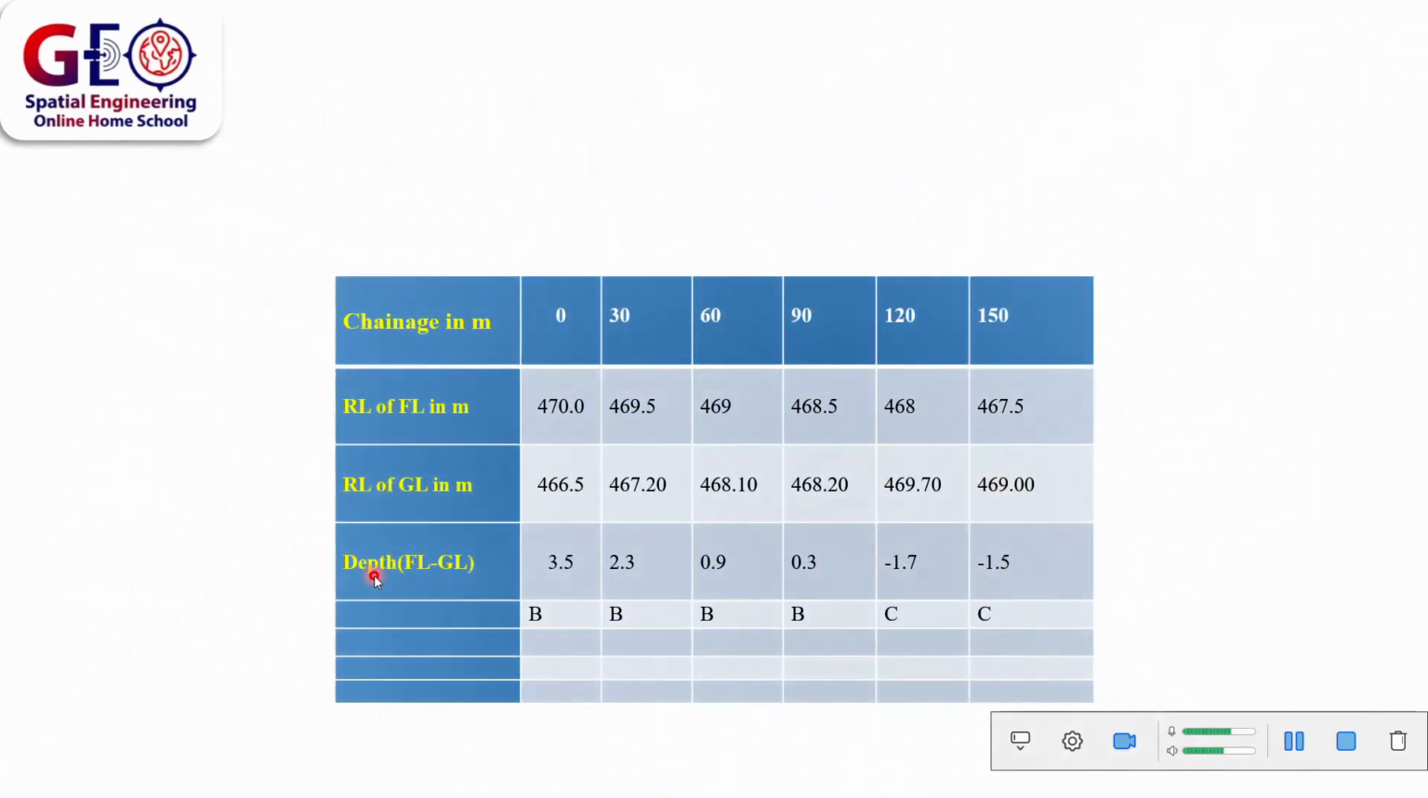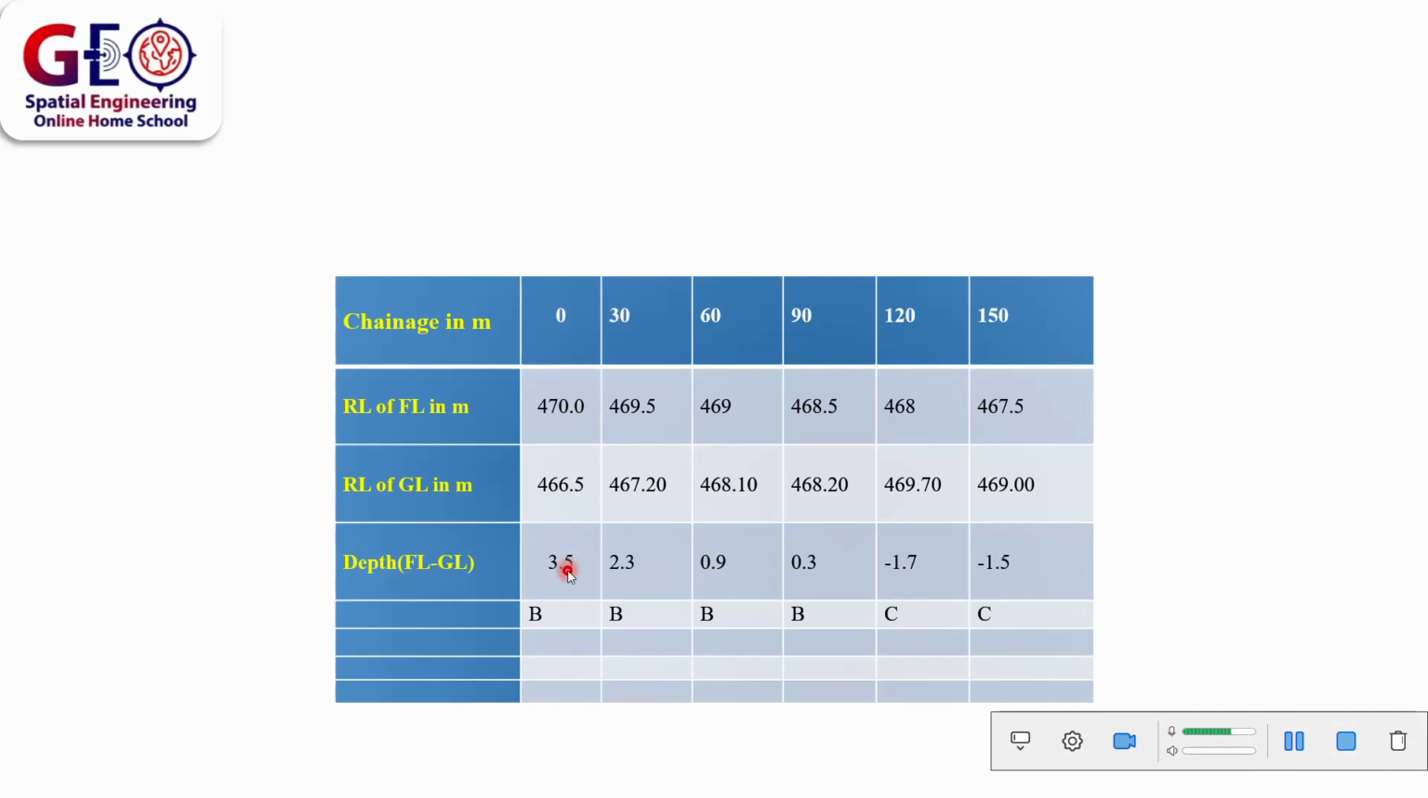If we follow the same procedure, the formula, we are going to calculate the formation level at chainage 60, 90, 120, and 150 meter. Now the depth of cutting or filling here will be formation level minus ground level. That is FL minus GL. We are going to obtain the depth of cutting.